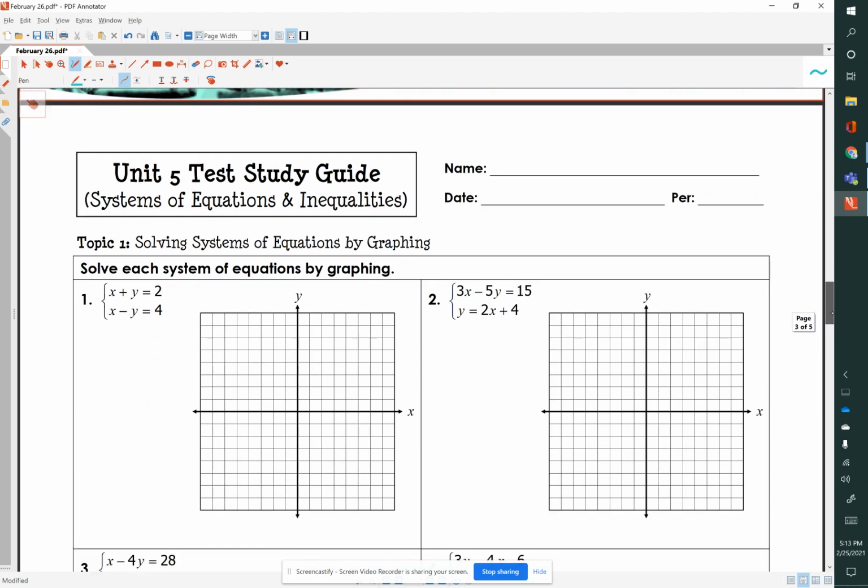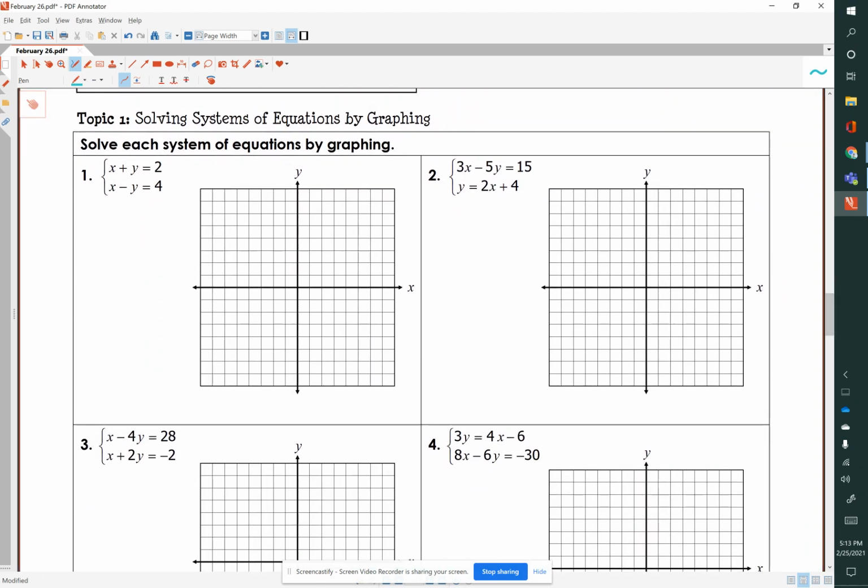So let's get into the lesson. We're going to do 3 topics today. We're going to solve systems by graphing. We're going to solve them by substitution and by elimination.